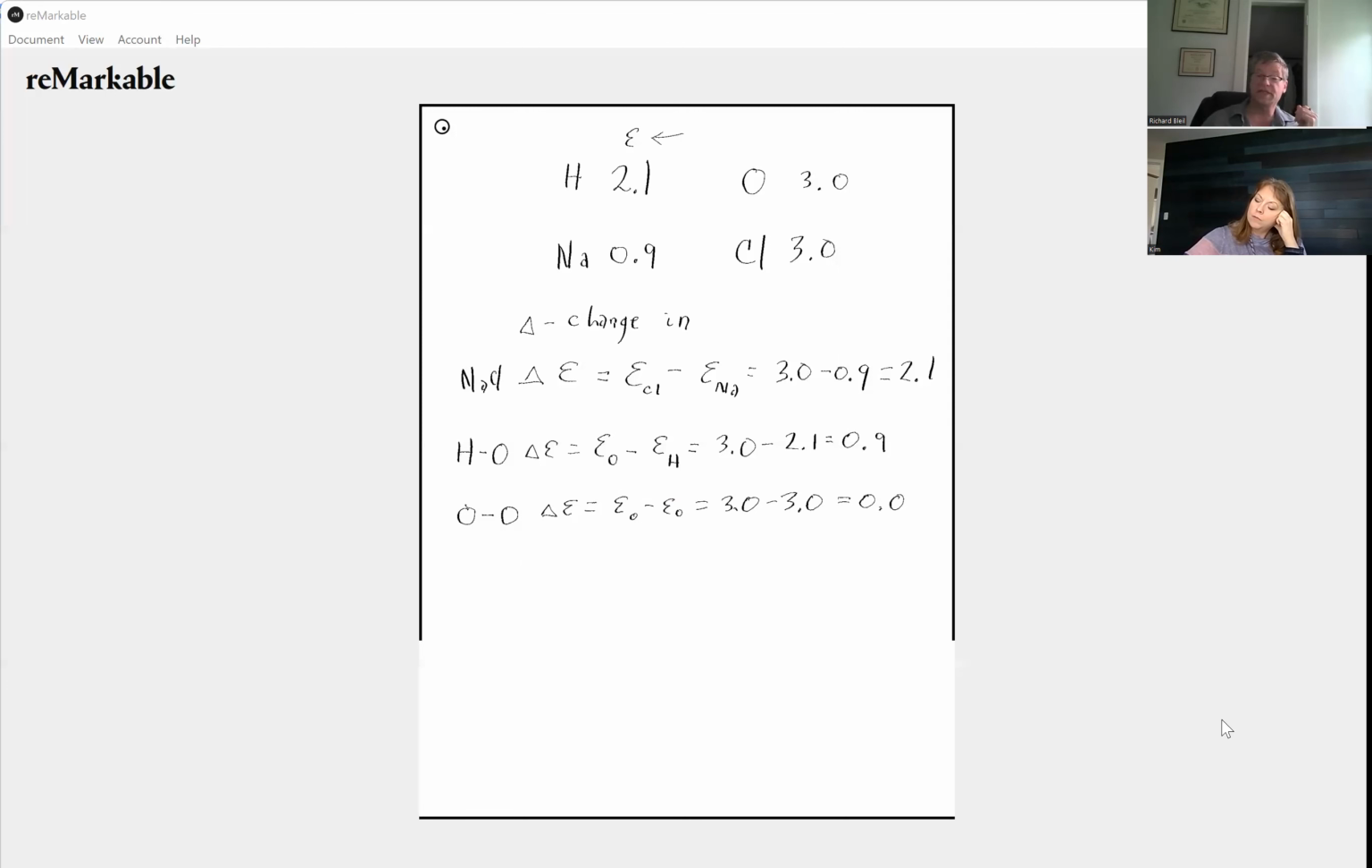The difference in electronegativity, of course, is zero. We would expect that because it's the same element. One oxygen does not have a stronger pull for electrons than the other. So the difference in electronegativity is zero. A very high difference in electronegativity is an ionic bond. A low difference in electronegativity is covalent.